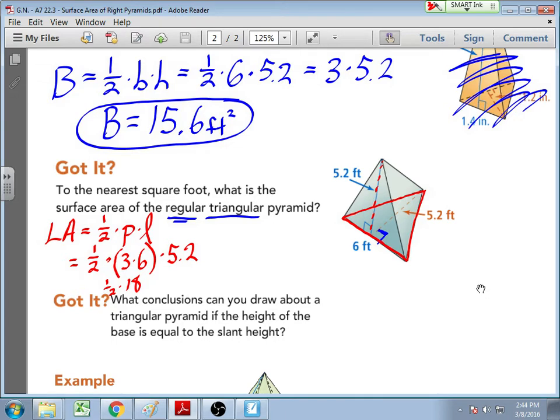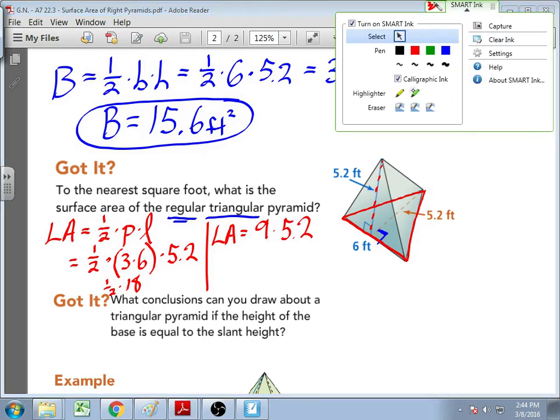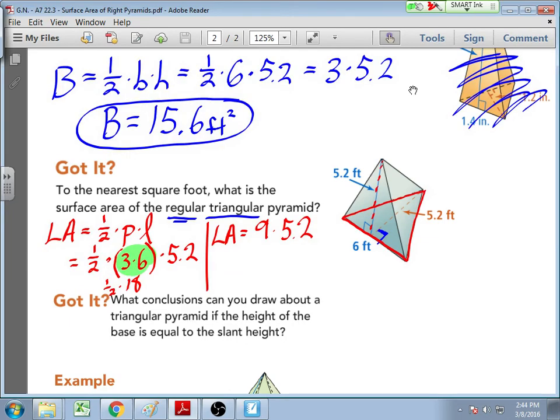So when I come over here, I'm actually going to rewrite this all as 9 times 5.2. Again, I did the 3 times 6, got 18, did half of the 18, and got my 9. So now when I compute that, 9 times 5.2, I can do 9 times 5, which is 45. I can do 9 times 0.2, which gives me the 1.8. So we really get 46.8.